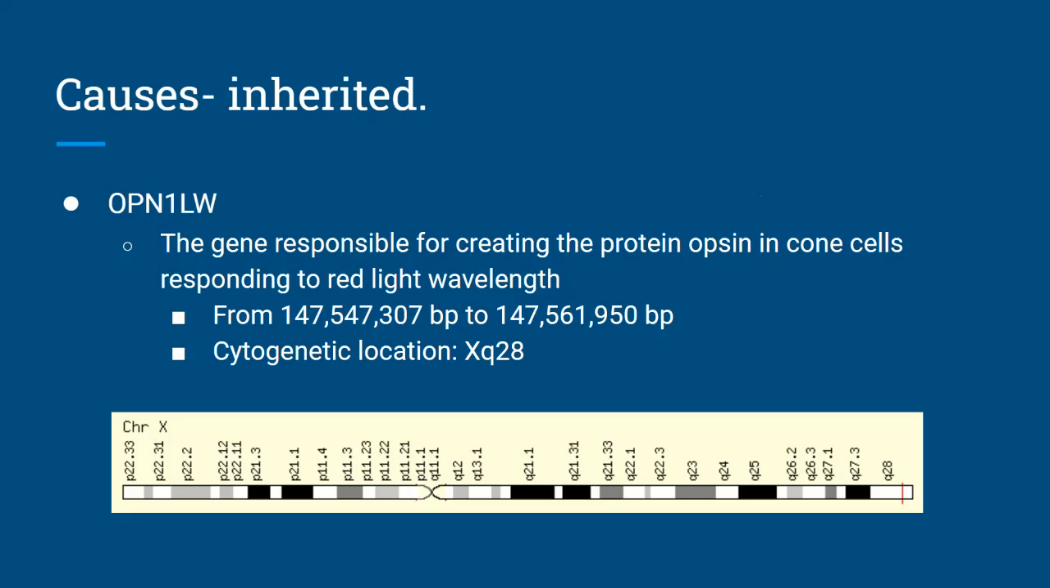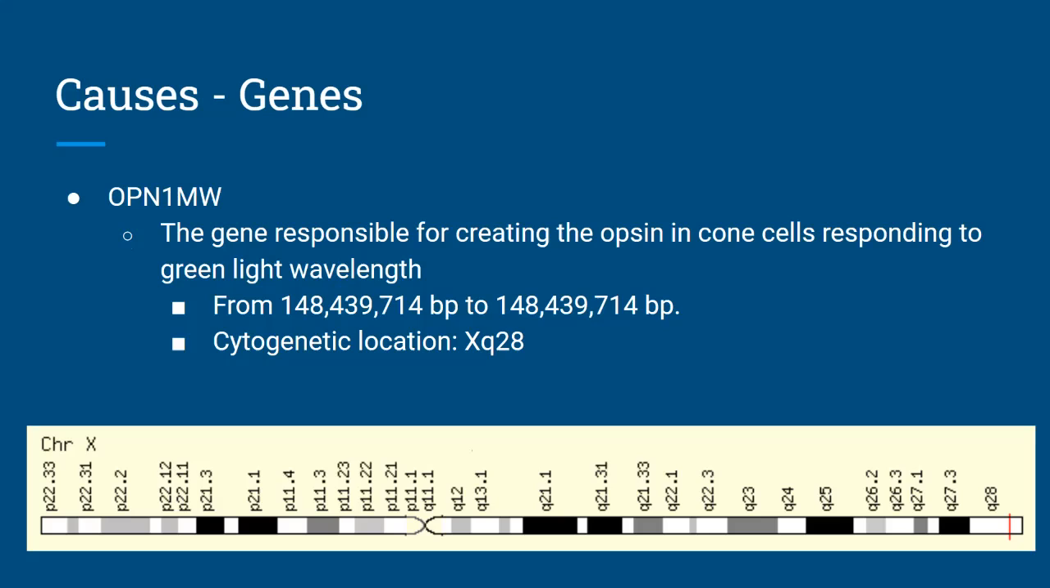OPN1LW is the gene that's responsible for creating the protein, called opsin, in the cone cells that react to the long wavelengths of light. This happens during meiosis when the sister chromatids are crossing over. They cross over unequally, which is called unequal recombination.